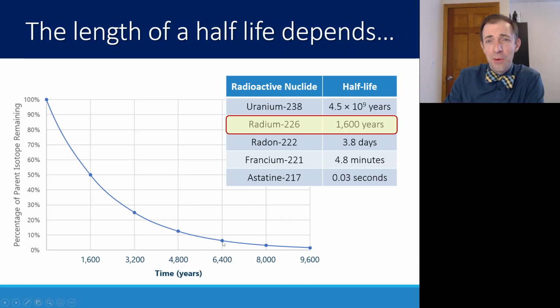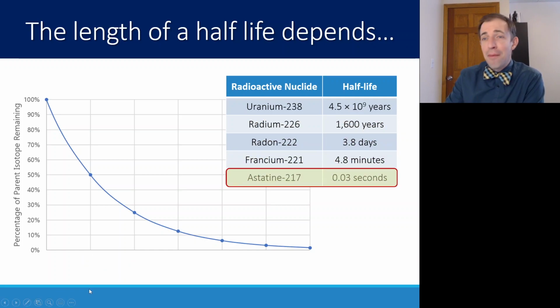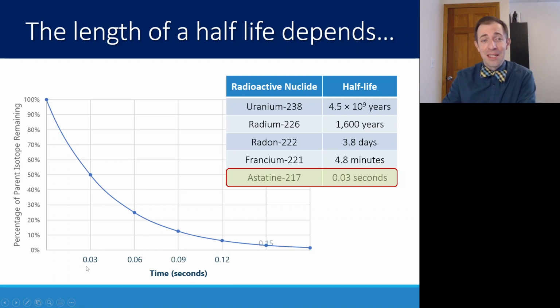Well, that's about 6.25% of the original sample that's left. If I wanted to look at something else like astatine-217, now my x-axis needs different labels. Now we're going to look at a time in seconds, and we'll see it starts at 0.03, but it's very small. It just keeps adding up. So now I get to that 6.25 in just 12 hundredths of a second.